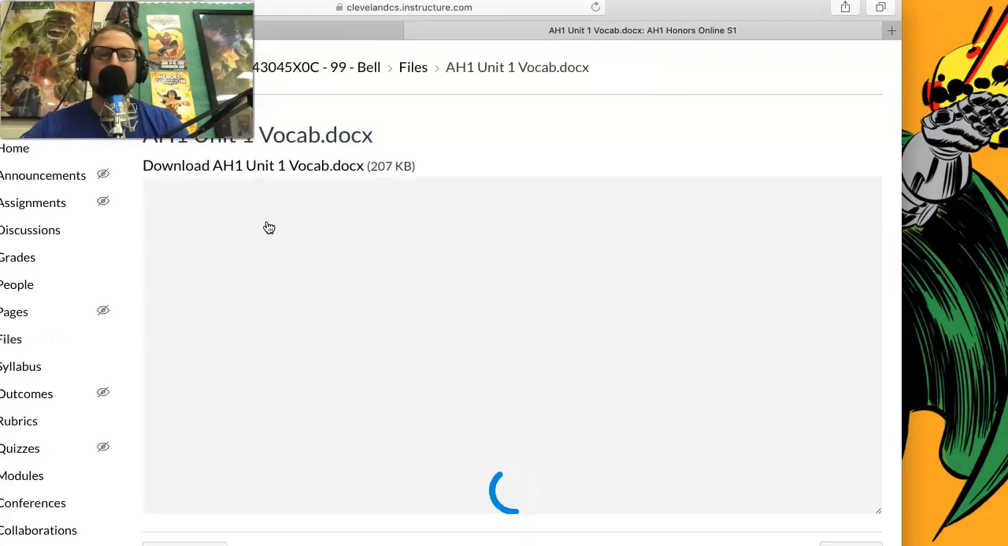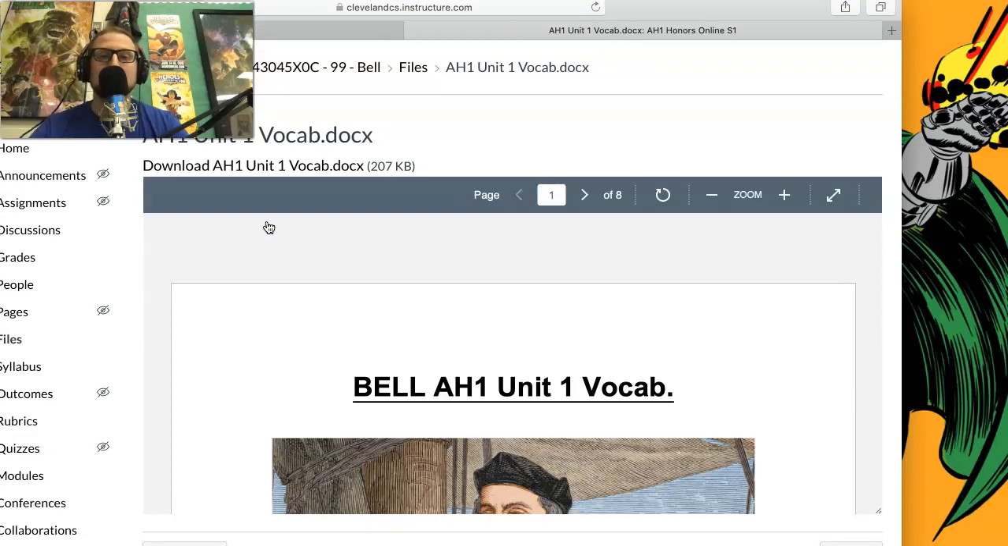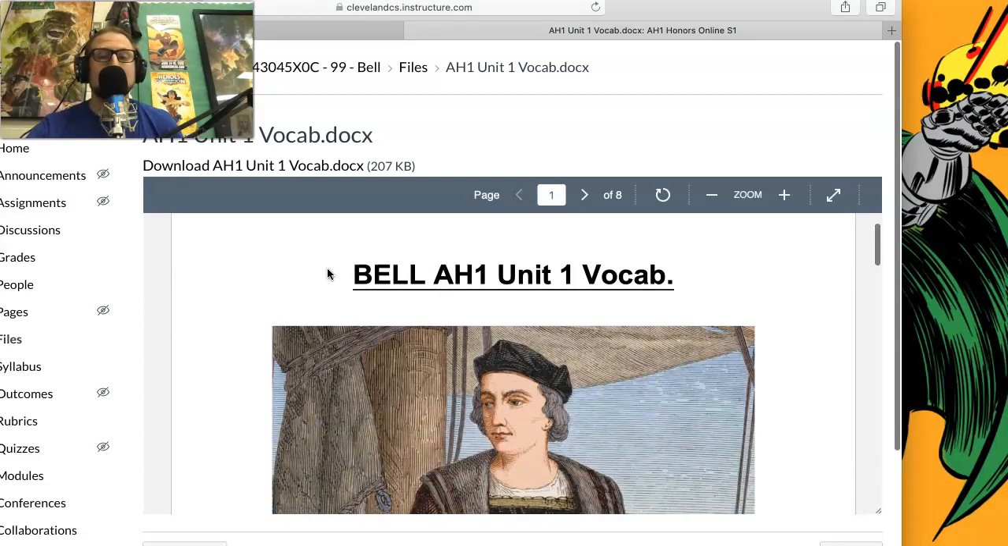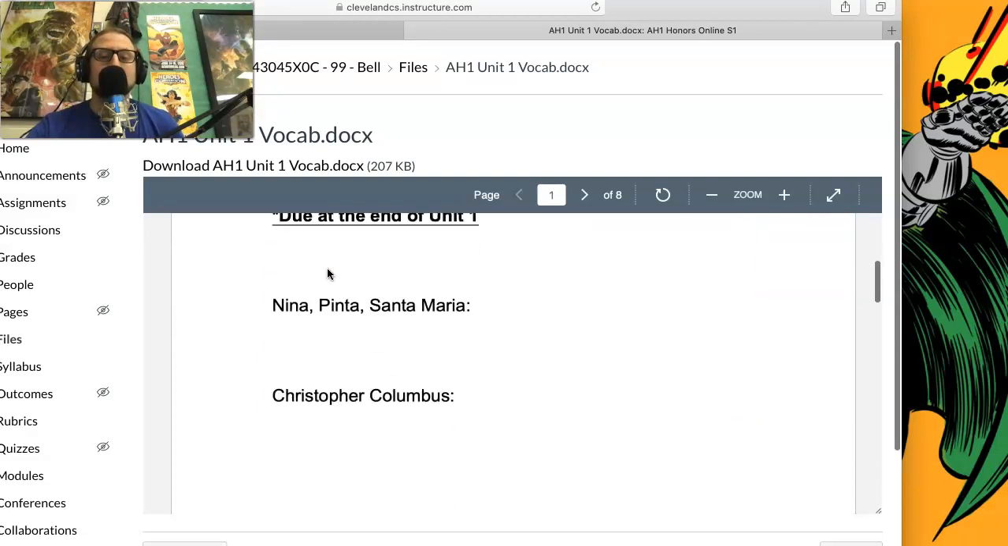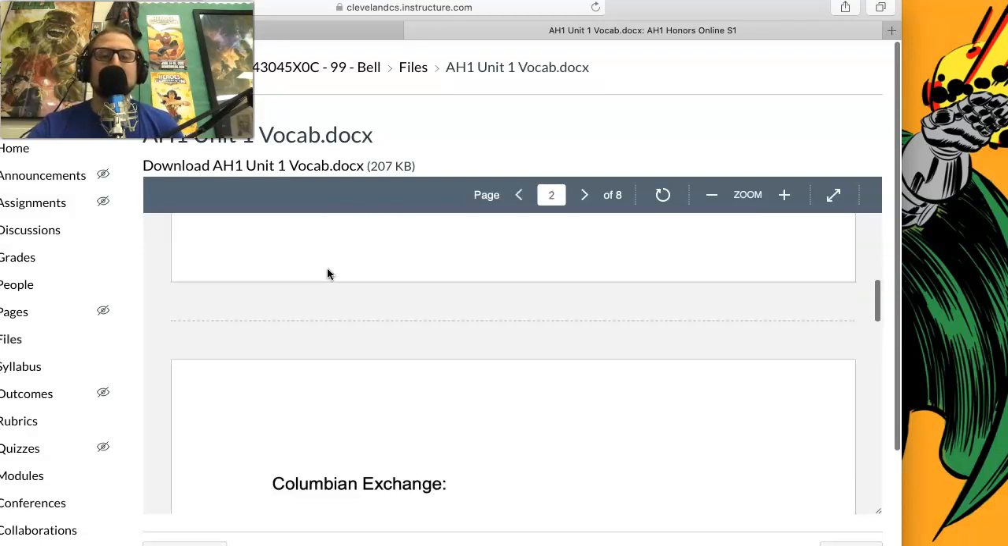This vocab list is your key to a good grade. We're not going to have many tests over the course of this semester, just due to how it's structured and lack of time with you guys. No time with you guys in person, but even the people who are coming is 2 days a week. So you see, that's due at the end of Unit 1.